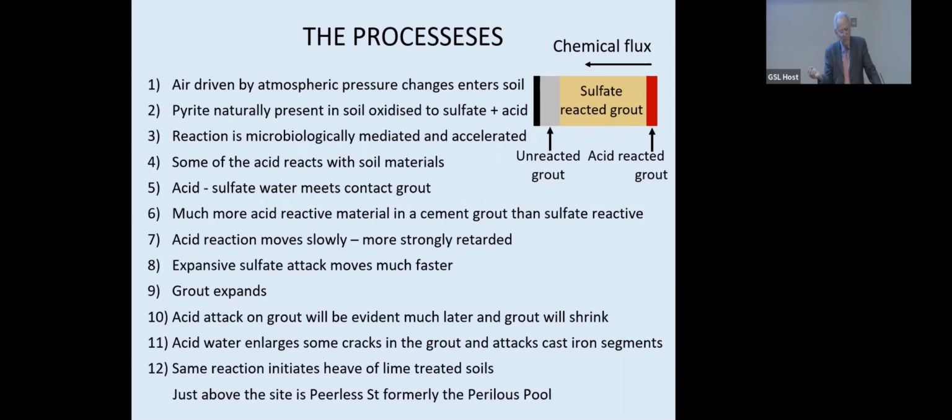The acid, as I said, finds lots of material in the soil to react with. So it's not the acid, although pH 0.7, that arrives at the tunnel; it has reacted with an awful lot of soil as it made its way to the tunnel. The sulfate has had nothing much to react with. So it arrives at the contact grout as a little bit of acid and a lot of sulfate. So basically we get sulfate reacted material and a very small amount of acid reacted material at the contact between the soil where the acid is coming from and the contact grout.